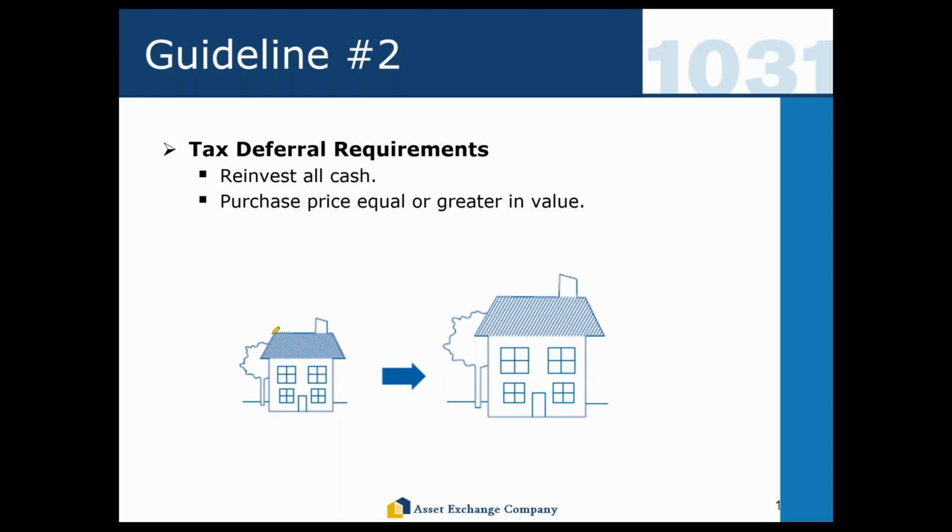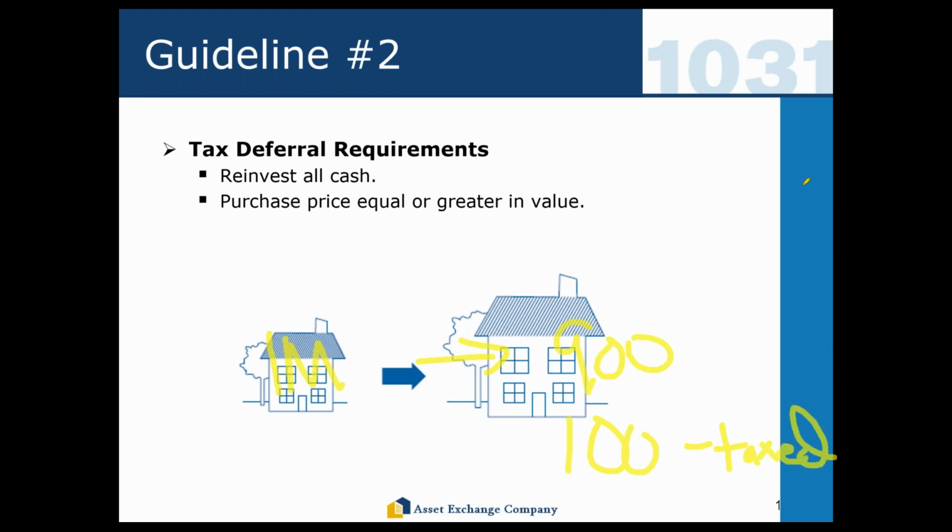So if you sell for $1 million and you want to defer 100% of your tax liability, you need to purchase at least $1 million worth of real estate or greater. Now, we get asked all the time, can you trade down in value? So can I sell for $1 million and then purchase for $900,000? The answer is you can do that. You can trade down in value. However, the difference between what you sold and what you purchased is subject to capital gains taxes.